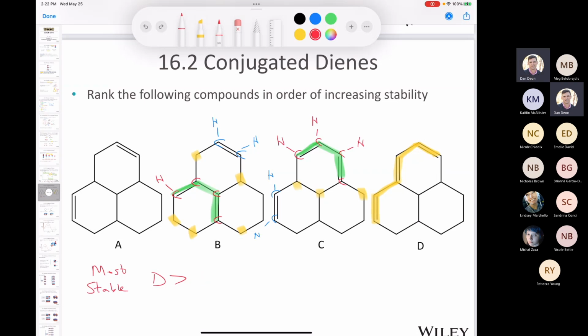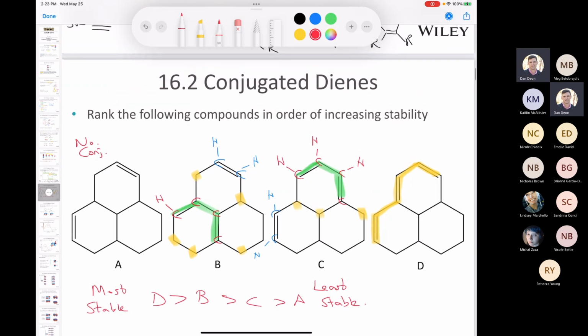it's going to be the second most stable, followed by C, and then the least stable of all these is going to be A because there's no conjugation in here at all. No conjugation whatsoever, and therefore A is going to be the least stable of all of those. There we go. Give me a thumbs up if you follow me on that one.